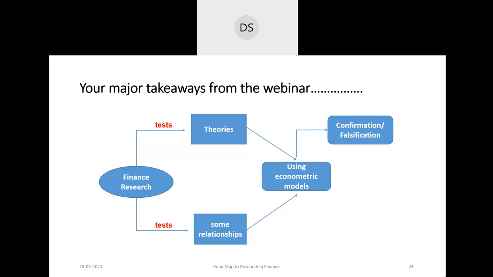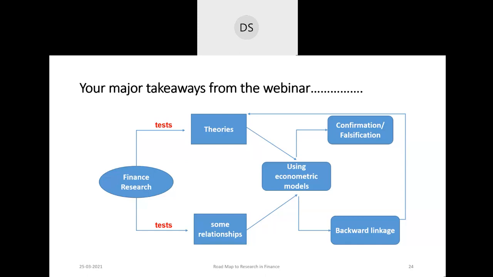And this is in the case of common sense relationships. Once you have estimated them using econometric models, you have to give a backward linkage. You have to relate those relationships with the existing theories available. This is the backward linkage to be provided by the researcher. Otherwise, how can the outcome be meaningful? It's a doubtful affair, I would say. So this is the takeaway for you.